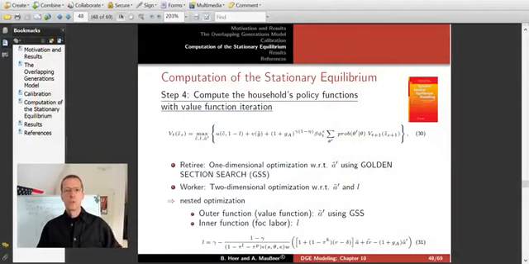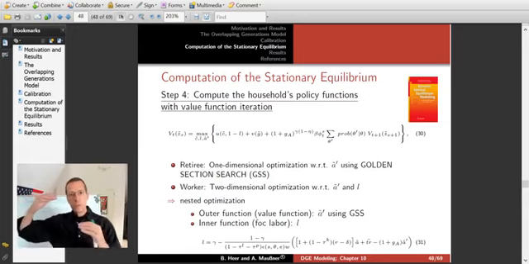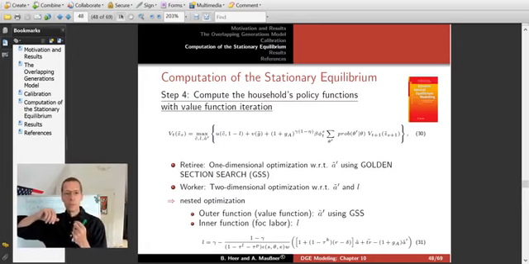Now, when we also do this optimization for the worker, we also have to optimize with respect to the labor supply. For the retiree, it's just 0. The retiree does not work. And what we do is we have two optimization problems now, a two-dimensional optimization with respect to A prime and with respect to labor L. Now we apply a nested search.